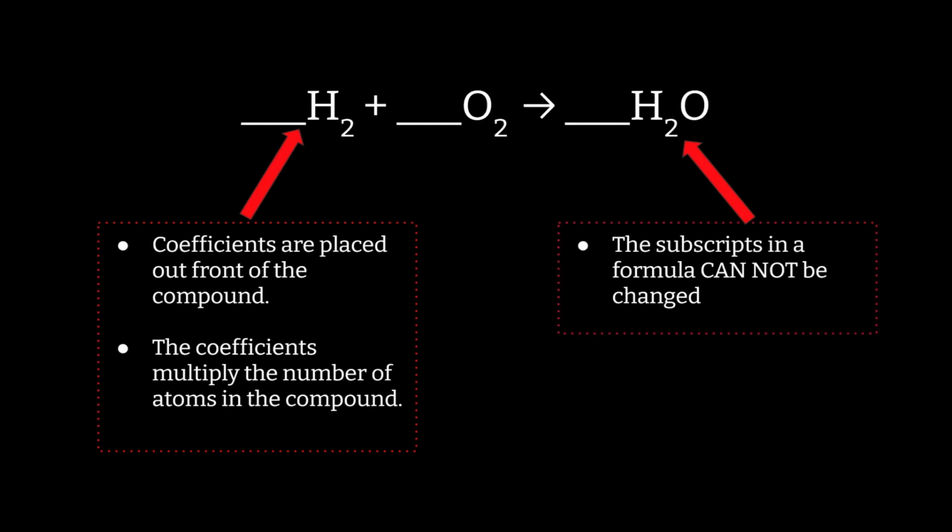Now, a really big thing to remember is that the subscripts in a formula cannot be changed. So those subscripts are always going to be there. The only thing that we're able to change is going to be that coefficient, which is going to be a large number out front. So for example, a coefficient could be 2. And so this means that I would end up with 4 hydrogen atoms. That 2 is going to multiply inside of that compound, multiplying those subscripts for a total number of atoms.